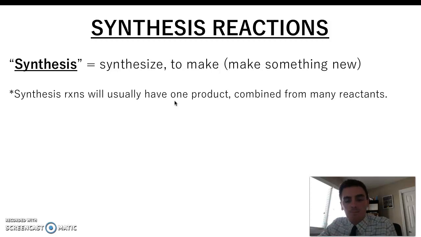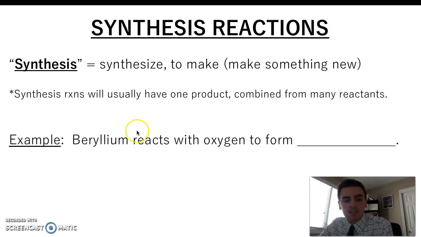So, an example of this, maybe get out a blank piece of paper and do this one with me here, but this is what we do in class normally. A great example of a synthesis reaction is this. Beryllium, we know, is an alkaline earth metal, reacts with oxygen to form what? A lot of kids will jump and make a lot of simple mistakes on this one.